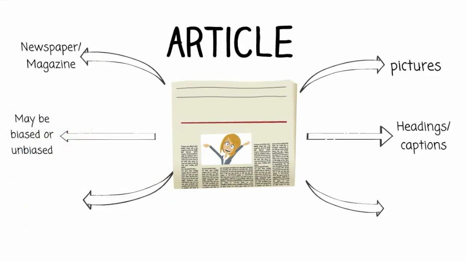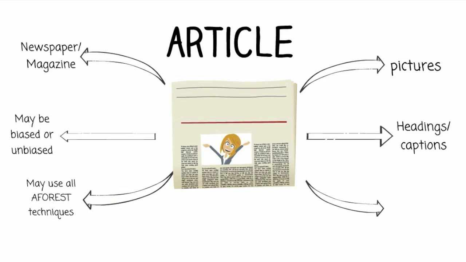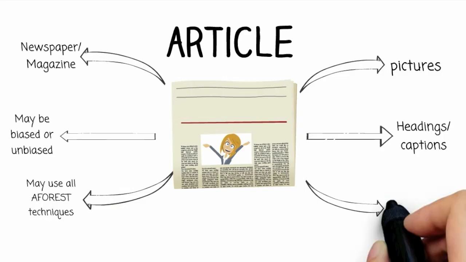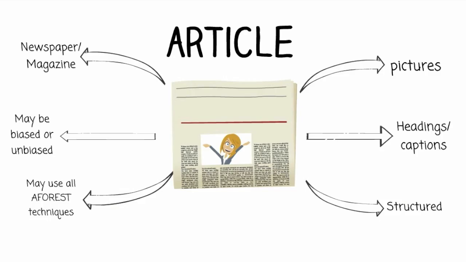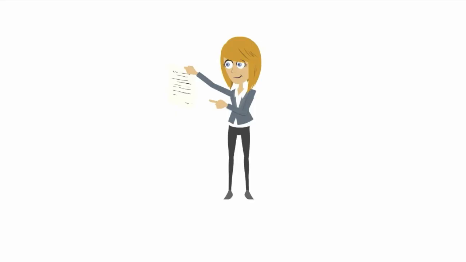An article may also be biased or unbiased. Newspaper articles tend to appear unbiased, but are often secretly quite biased. And they may use all of the A4's techniques. So articles are a really big, broad one, and if you get an article in the exam, that's great. You know, you can really go to town on what you say. Also remember your structure, really, really important for articles.